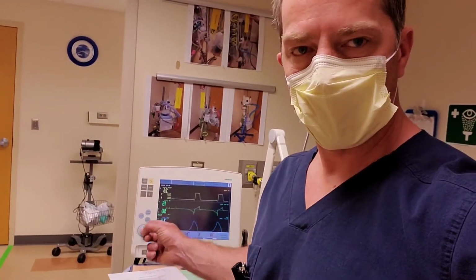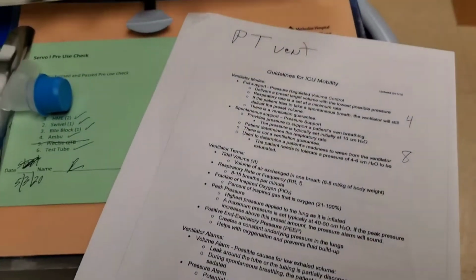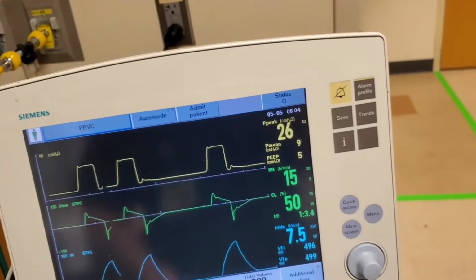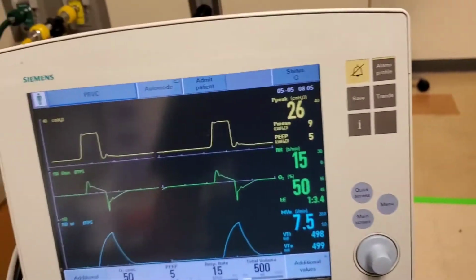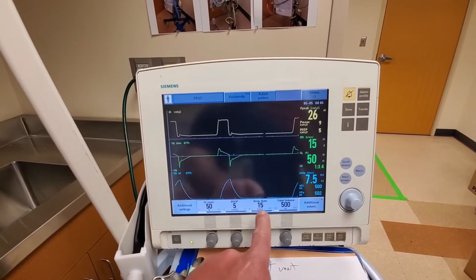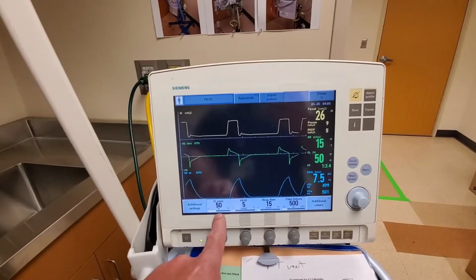Just doing a brief overview of the Servo I ventilator for ICU mobility. If you have your guidelines for ICU mobility, I'm going to roughly follow that. We have a Servo I that's running. These are the settings. That's what's set.